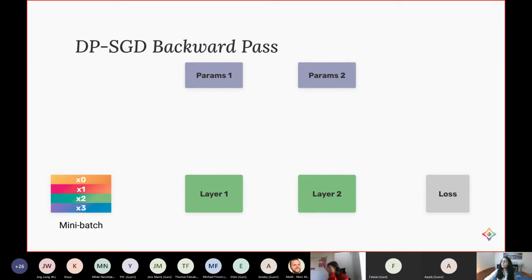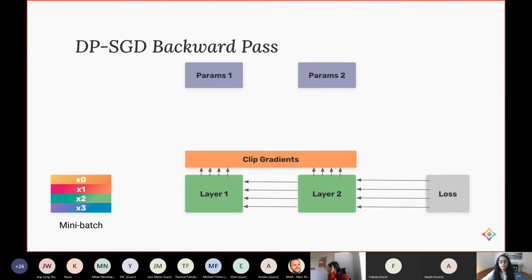It's going to start the same way. You propagate your loss gradients to each of the layers. But before you update the parameters, you're going to clip the gradients. Your gradients could be really large in an absolute sense, which means that it's going to show that some people's contribution is really large, and it's making the data more sensitive. So to keep the sensitivity under control, we clip the gradient values to a defined limit so that we can control the sensitivity of the data.